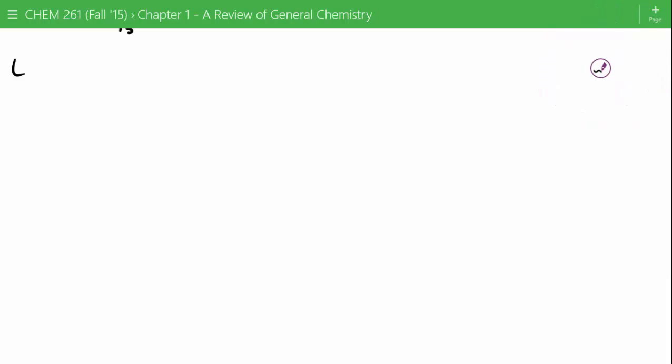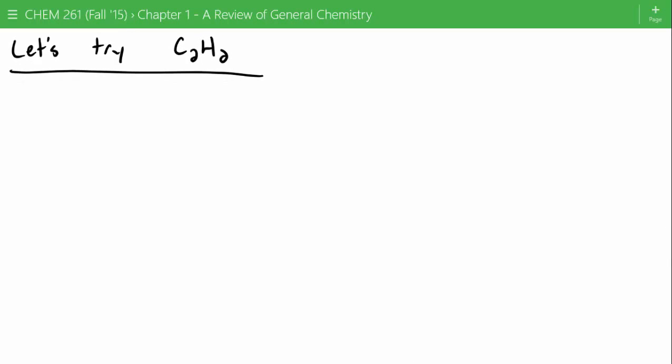Okay, so let's try another one. C2H2. This is acetylene. If any of you do welding, you're familiar with oxyacetylene tanks. You've got this hydrocarbon in there that's very, very flammable. So let's draw the Lewis structure, determine its geometry and its hybridization.